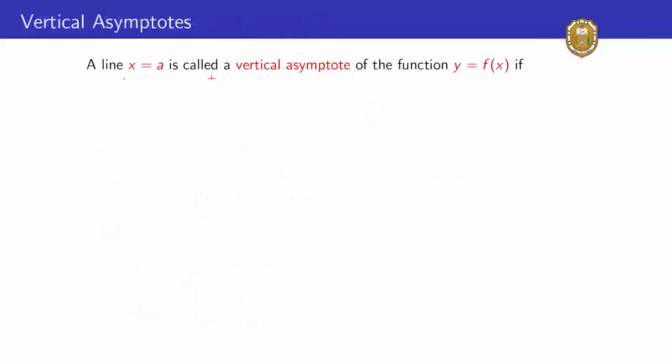A straight line x = a is called a vertical asymptote of the function y = f(x) if y goes to either plus or minus infinity as x approaches a, either from the right or from the left.